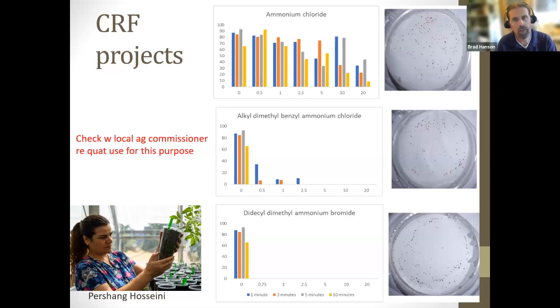What we found in Petri dishes, many of these quaternary ammoniums are quite effective, even at quite low doses. Like you see that bottom figure here, the didecyl dimethyl ammonium bromide. Any of the doses we tested at any exposure time from 1 to 10 minutes, all were very good at inhibiting germination or killing seeds, reducing viability of those seeds. So that was very positive.